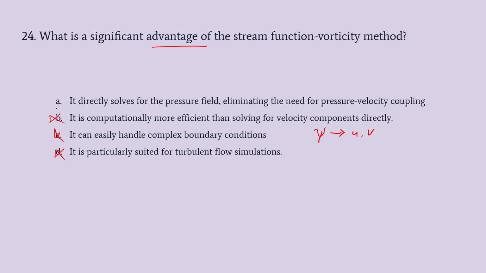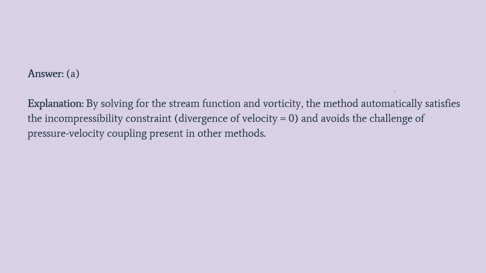So only option left is option A. It solves for pressure field directly, eliminating the need for pressure velocity coupling. This again we have discussed before, that the need for stream function vorticity method is due to the difficulty of pressure velocity coupling in incompressible flows. So option A is our answer.